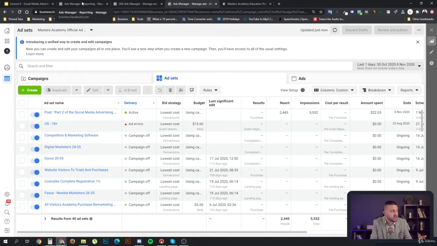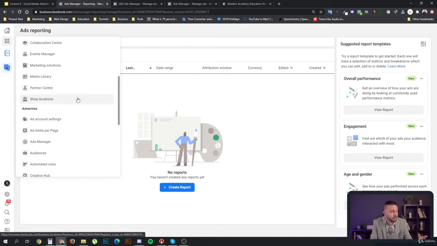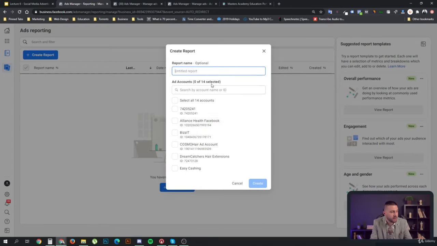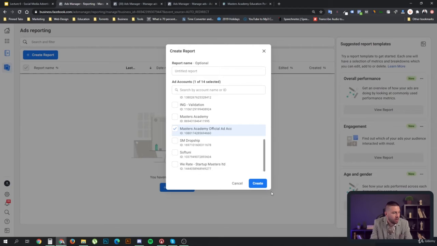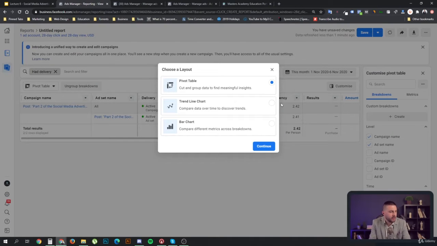That's why we have the ads reporting interface, which you can find over here in the advertise ads reporting. And then we can go ahead and create ourselves a report. Again, I'll be using the Masters Academy advertising account for that. There's no data that we're hiding. We're currently not running this account anyway, so it's fine.